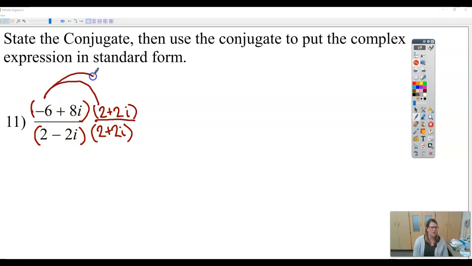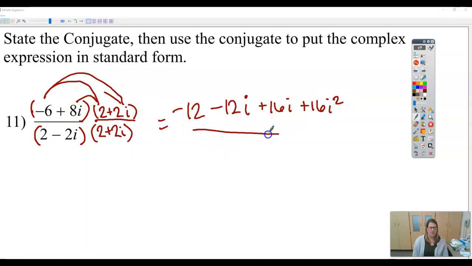So here I'm going to use the distributive property. I'm going to multiply negative 6 times 2 to get negative 12. And then negative 6 times 2i would be minus 12i. Then I do the same thing with 8i. 8i times 2 would be plus 16i. And then 8i times 2i is 16i squared. So we'll simplify that in a second.